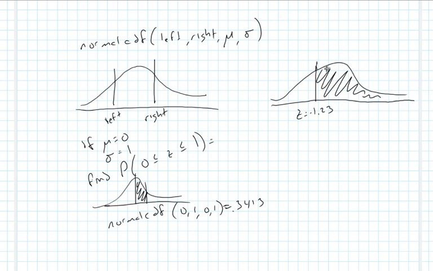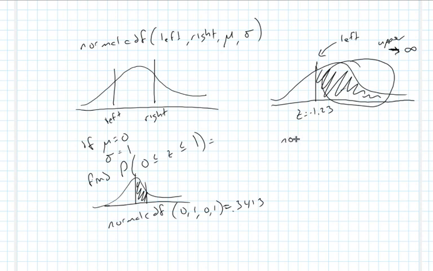Well, the region we're talking about is right here, and so this z equals negative 1.23 is the left bound. That's the lower bound. The upper bound, well, there is no real upper bound, and so what we're going to do is we're going to say it's infinity. But the calculator does not deal with infinity very well. Actually, it just doesn't deal with infinity at all.